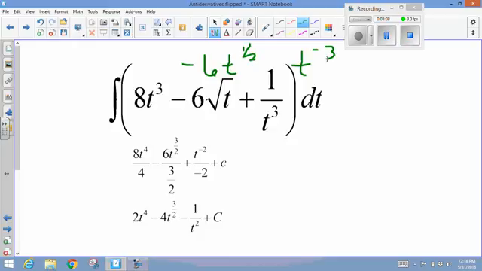So now I'm going to take the antiderivative. I write down the coefficient, which is 8. I add 1 to this exponent of 3 to get 4. So I have 8t to the fourth over 4. And then I'm going to have the minus, because there's a minus there.